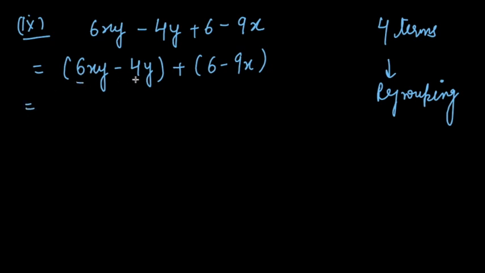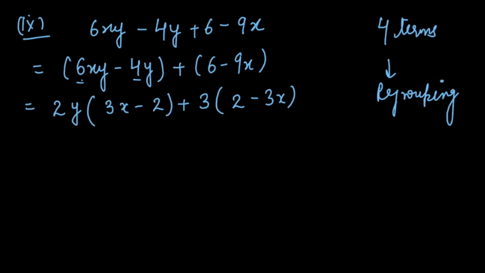What is common here? 6 and 4. 2 is the highest common factor. x and y. Here I can take y as common. What I am left with? 2 3s are 6. y got cancelled. You are left with x here. 2 2s are 4. What is common here? 3. 3 2s are 6. And 3 3s are 9x. Right?